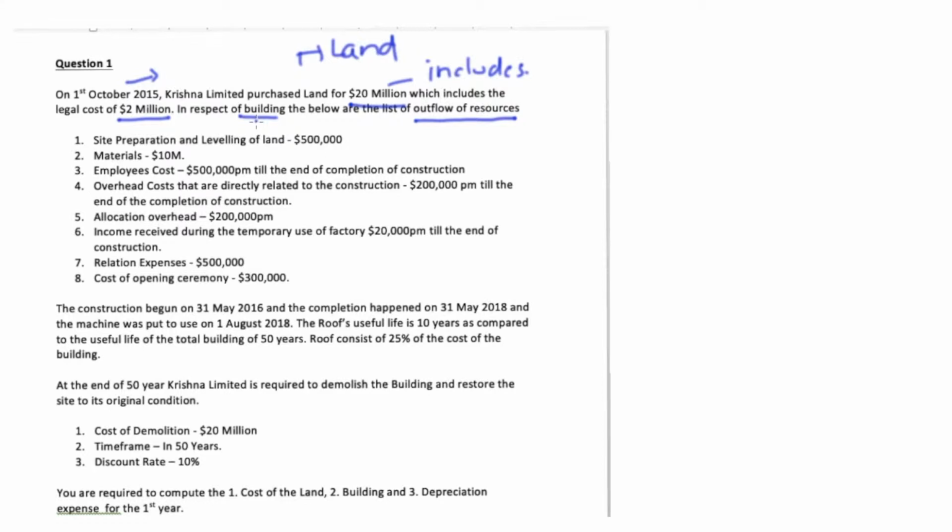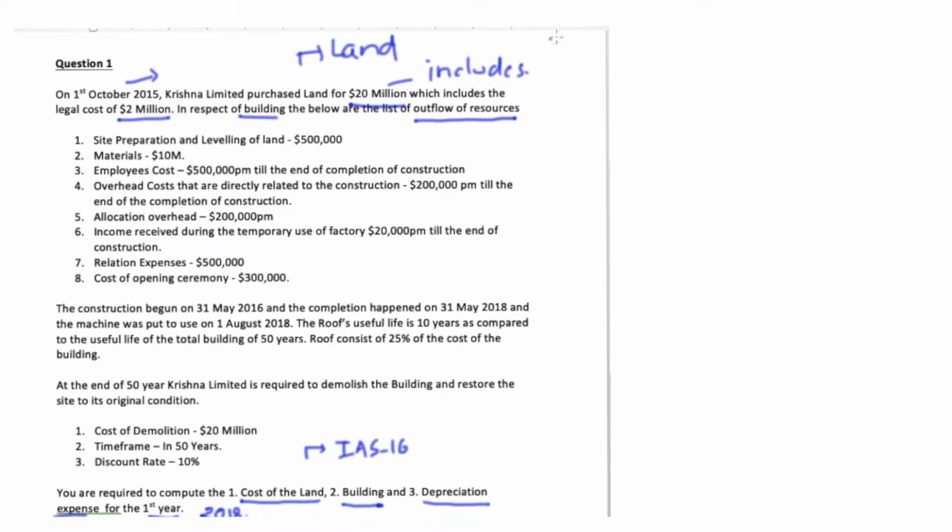Now let's read what we need. We need to understand the cost in respect of the land. What are the costs eligible for capitalization under IAS 16? It's the same in respect of building, and the depreciation expense for the first year, that is for 2018, because this is the year in which the construction got over. So there are three outputs after this video: you would be able to understand the amount we would need to capitalize in respect of land, the same in respect of building, and what is the depreciation expense.